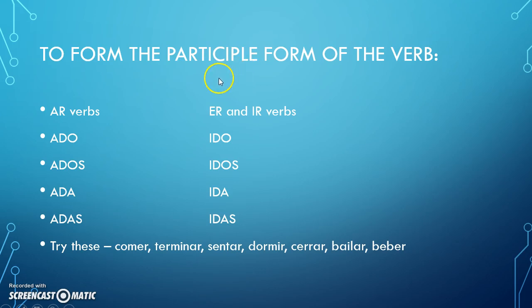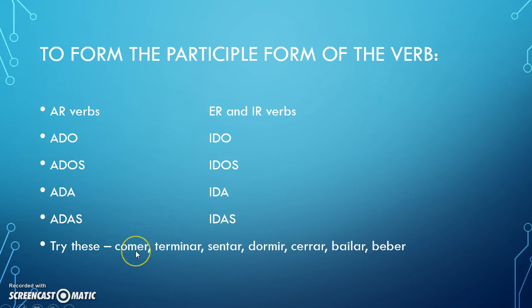To form the participle of the verb, if it's an AR verb, you drop the AR and you add ado. It's very similar to the ED in English. If it's an ER or an IR verb, you add ido. Now, of course, these do modify like adjectives. So ado or ados or ada or adas, depending on what you're describing. Ido becomes idos and ida and idas, depending on what you're talking about.